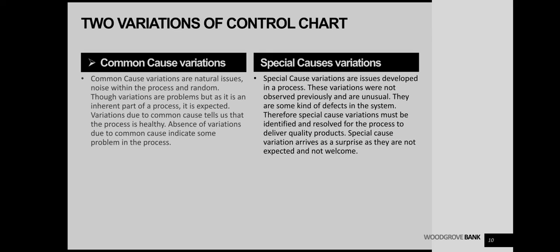Two variations of control chart: common cause variation and special cause variation. Common cause variation are natural issues, noise within the process, and random variation. They are problems, but as it is an inherent part of the process, it is expected variation.